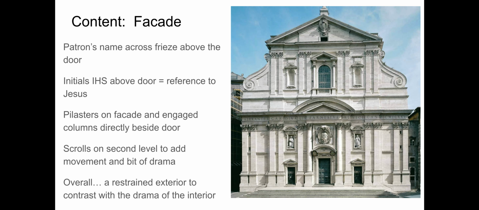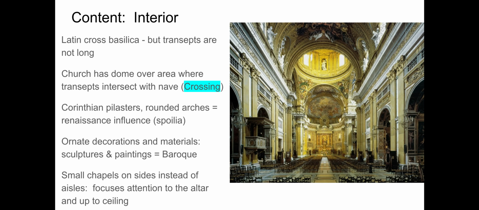Beginning with this church, really, you see the start of this kind of new sense of movement and drama within church architecture. But this facade is probably more classically inspired, Renaissance inspired, but with a little dash of Baroque drama and movement with those scrolls on the side. So really it does give you this restrained, classically inspired exterior. And so that's going to contrast very well with the drama of the interior. So let's go and look at that.